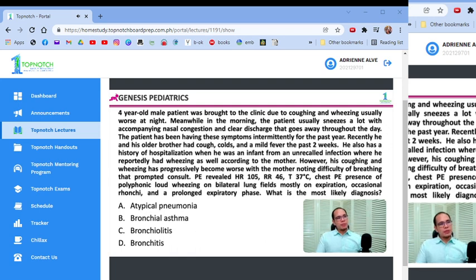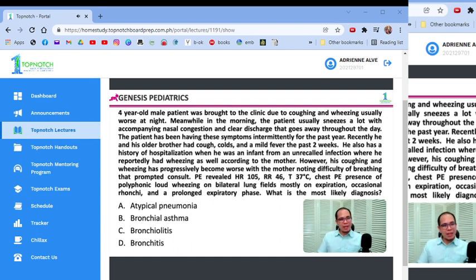Okay, so the symptoms have been occurring intermittently for the past year. Okay, recently he and his older brother had cough, colds, and mild fever for the past 2 weeks. So 2 weeks ago daw nagkaroon sila ng cough, colds, saka mild fever. Okay, he also had a history of hospitalization when he was an infant from an undercold infection na nagwi-wheeze din daw siya, sabi ng mother. However, his coughing and wheezing has progressively became worse, okay, with the mother noting difficulty of breathing. Kaya sila nag-consult sa ER.